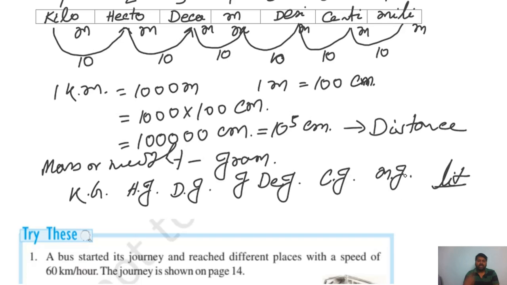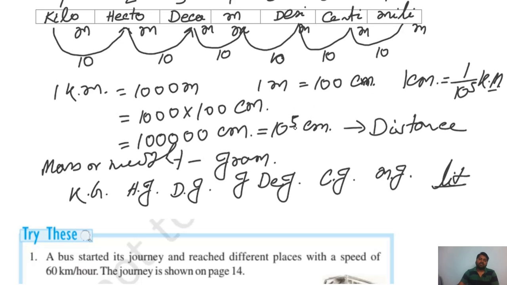And we also add one thing: when we go left to right, we multiply by 10, by 10, by 10. When we go right to left, we divide by 10, by 10, by 10. That means 1 centimeter equals 1 by 10 to the power 5 kilometer. These are the same part.